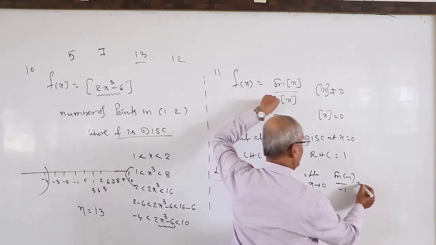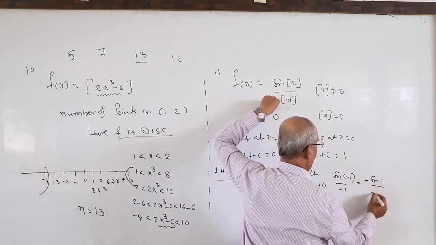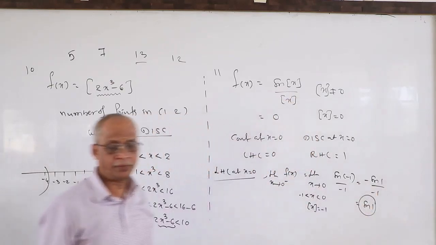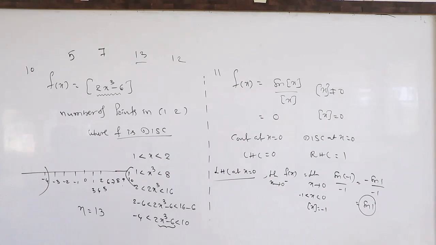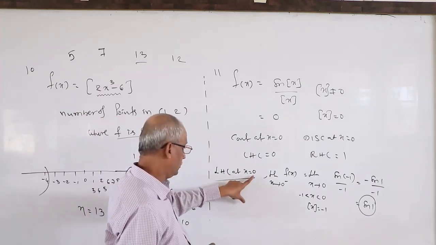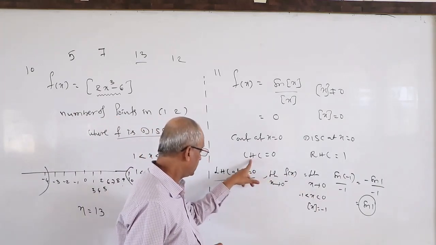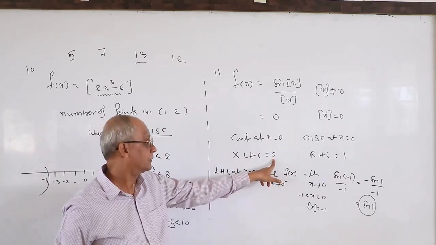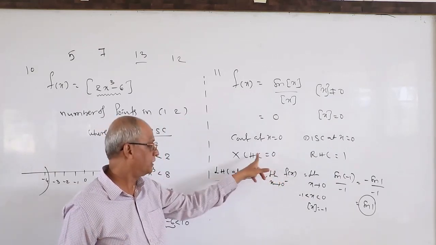We know sine of minus theta is minus sine theta, so by that we get sine 1. Finally, what is the answer? The left limit is a finite number, sine 1. Okay, the left limit at x equal to 0 is sine 1. He is giving the left limit as 0, which is not correct. That option fails, so one option is deleted.